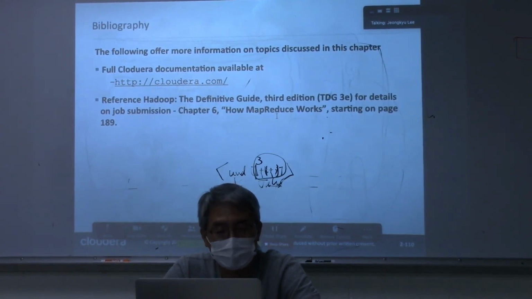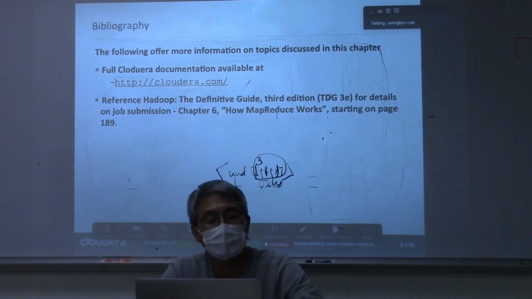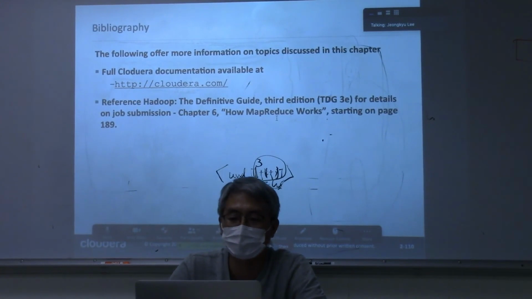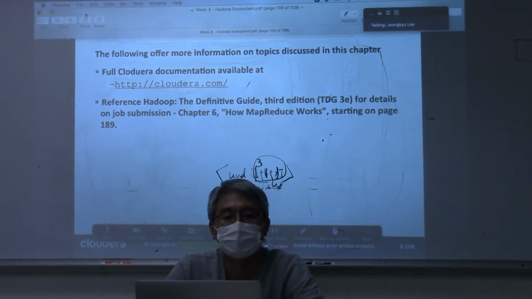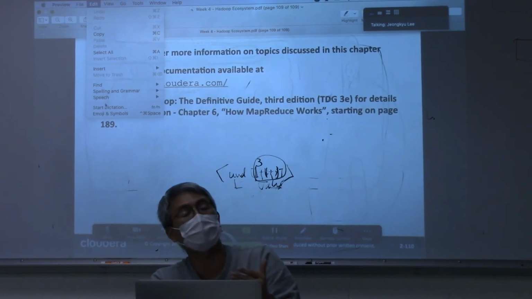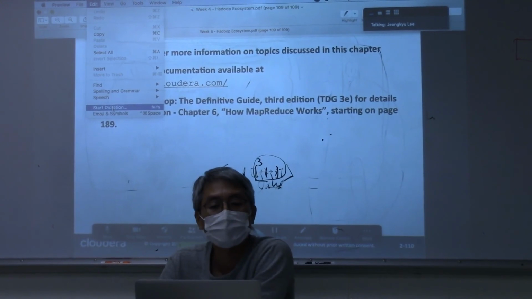Please see the source code of the mapper and the reducer, and at least you should be able to compile and run the word count example. Then submit the screenshot or final output of your exercise lab to Canvas.